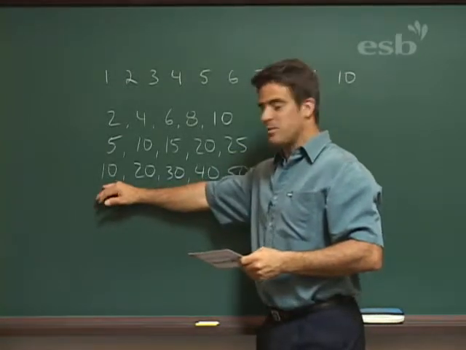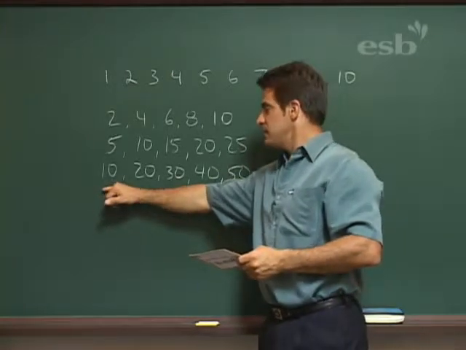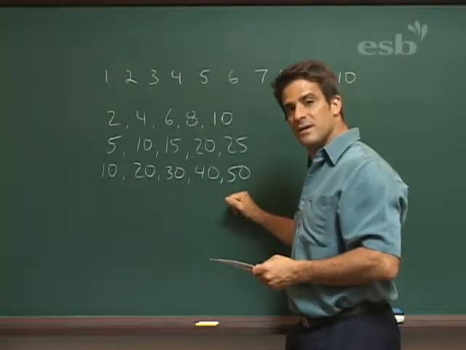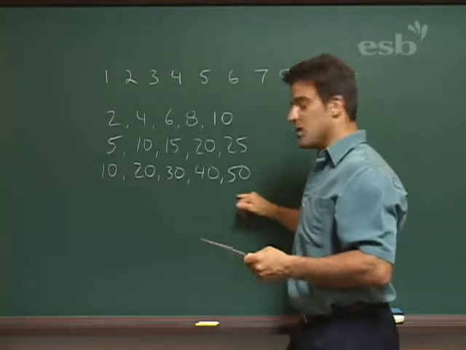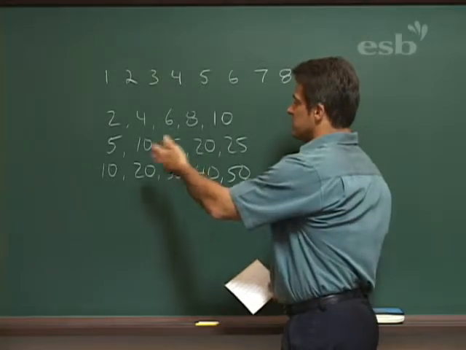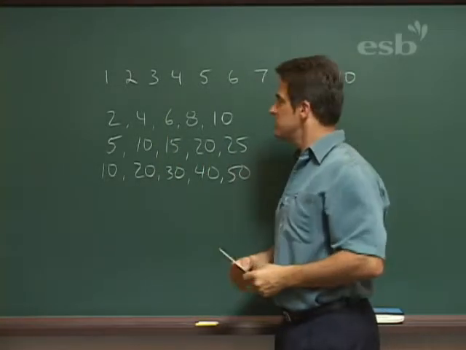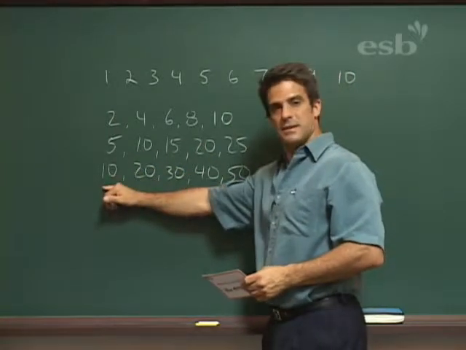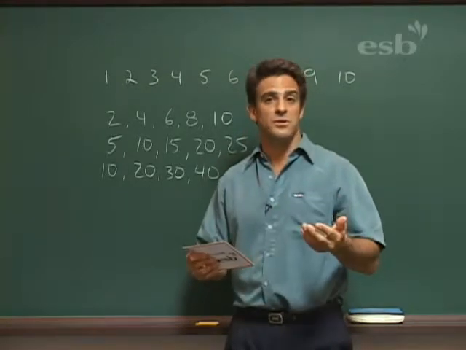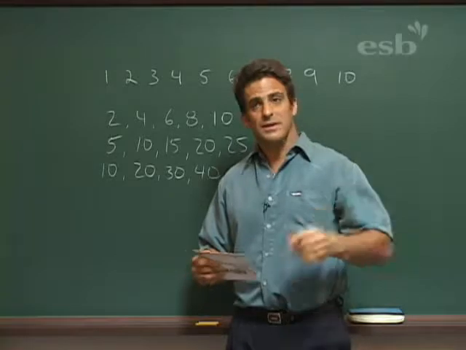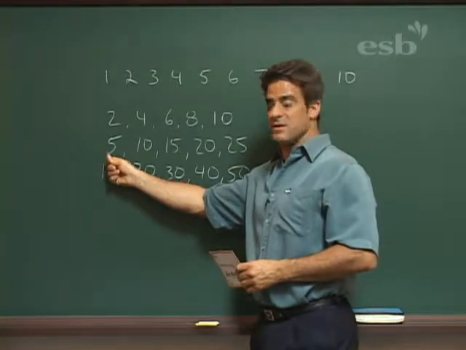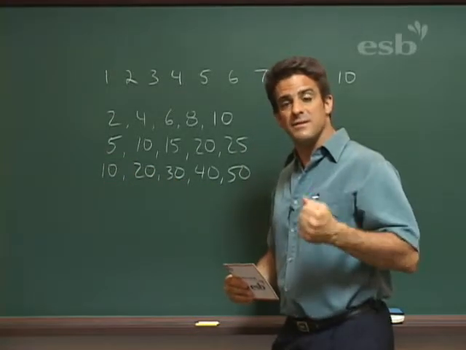Here we have multiples of 10. 10, 20, 30, 40, 50. These are multiples of 10. Now you notice some numbers you see more than once. 10, 10, 10. Some numbers can be multiples of more than one number. 10 is a multiple of 2. 10 is a multiple of 5. 10 is a multiple of 10.